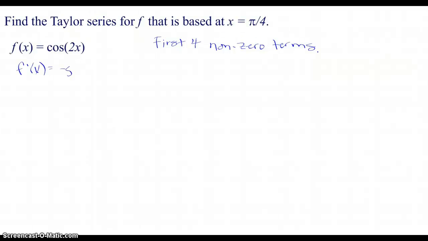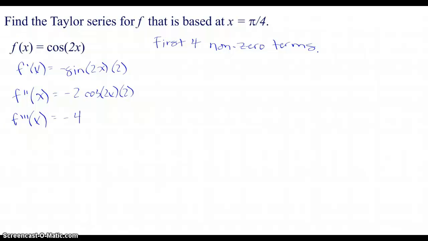We need f prime of x. That's negative sine of 2x times 2. We'll need, for sure, f double prime of x. That is negative 2 times the cosine of 2x times 2. We'll need f triple prime of x. That's negative 4 times a negative sine of 2x times 2. We could clean these up if we wanted to. That's negative 2 sine of 2x. This is negative 4 cosine of 2x. This is positive 8 sine of 2x. Sorry, going a little fast trying to get through here.